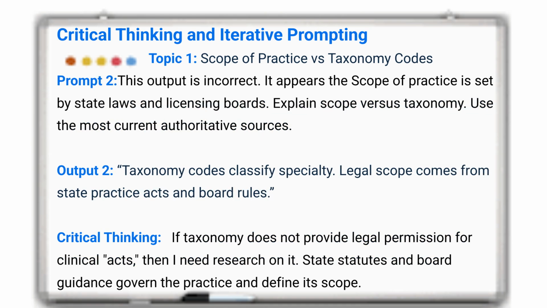Second prompt: This output is incorrect. It appears the scope of practice is set by state laws and licensing boards. Explain scope versus taxonomy. Use the most current authoritative sources. Output 2: Taxonomy codes classify specialty. Legal scope comes from state practice acts and board rules. Critical thinking: if taxonomy does not provide legal permission for clinical acts, then I need research on it. State statutes and board guidance govern the practice and define its scope.